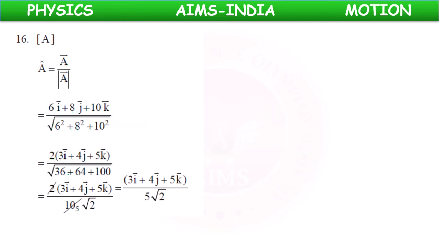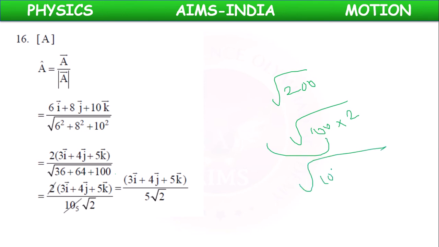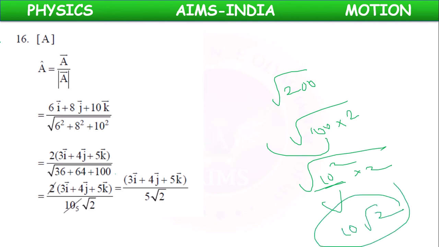Divided by root of 6 square is 36, 8 square is 64, 10 square is 100. So 36 plus 64 plus 100 is 200, so root of 200. We can write it as 100 into 2. 100 can be written as 10 square into 2. For 10 square, 10 will come out. It will become 10 root 2. So we can write 10 root 2 here. 2 times 5 is 10. So this is the numerator, and in the denominator we will have 5 root 2. So this is the unit vector parallel to the given vector.